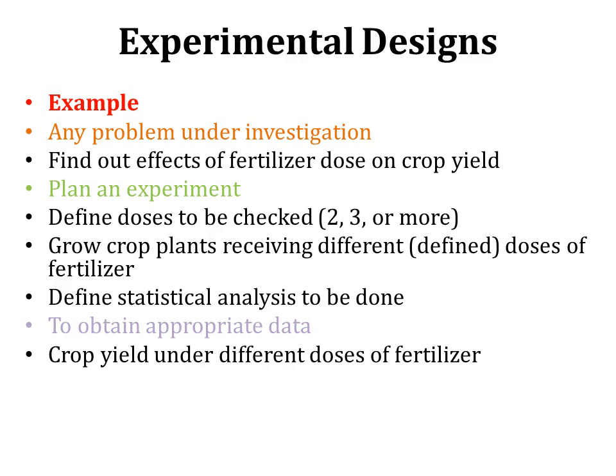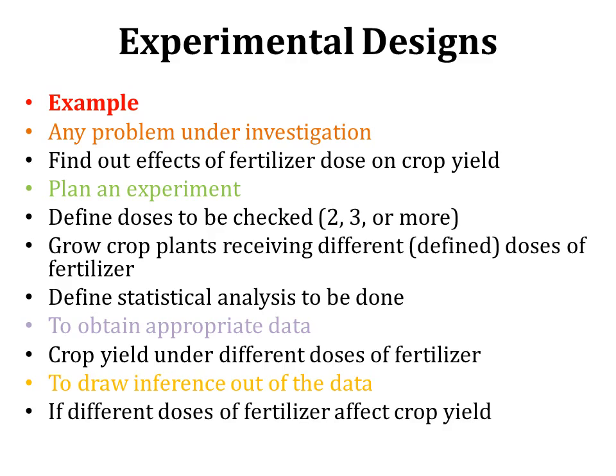So the next component of experimental designs is to draw inference out of the data. So what kind of inference are you going to have, if different doses of fertilizer affect crop yield or not, right? So this is an example by which we can understand the experimental designs concept and the different components of experimental designs. You have a problem under investigation. For example, you have to find out the effects of fertilizer dose on crop yield. So you're going to plan an experiment to get the answer for this problem.